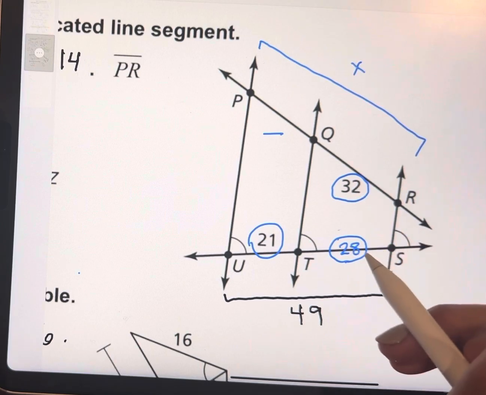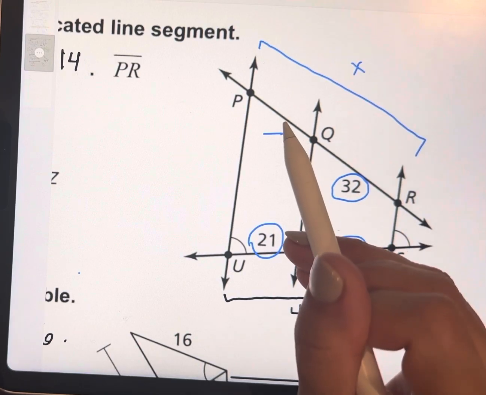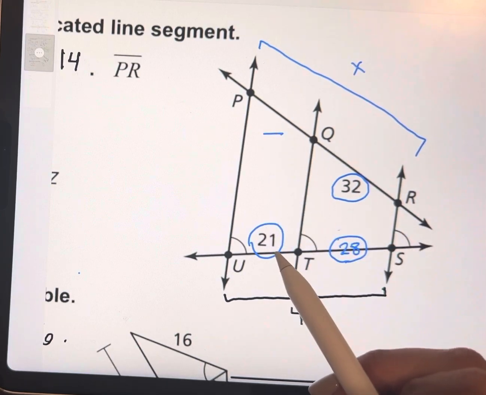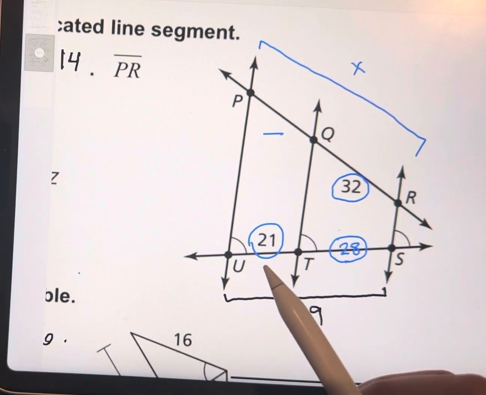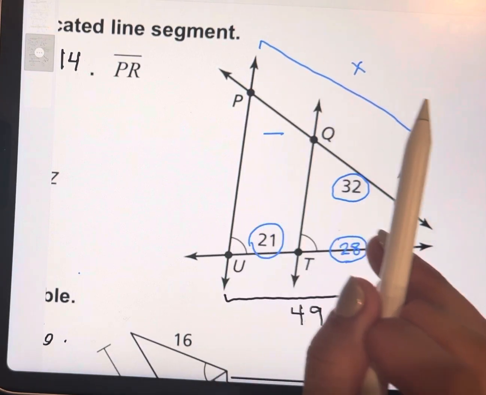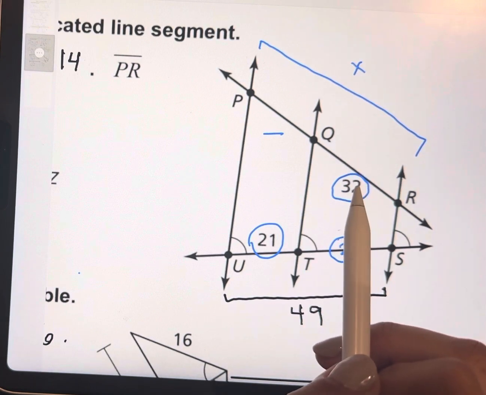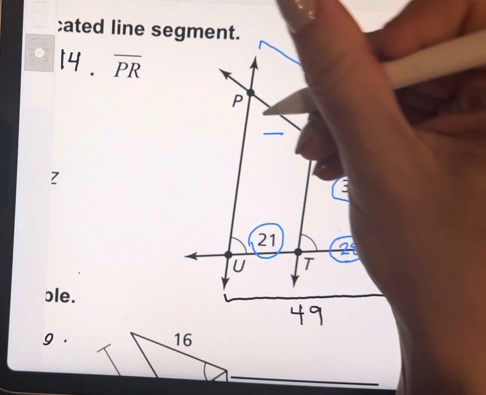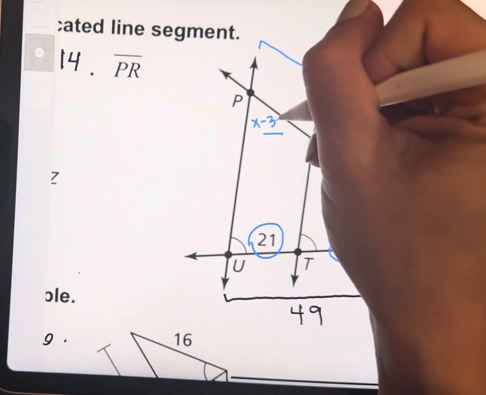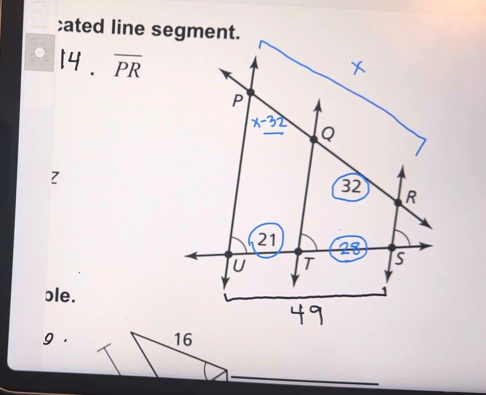Okay, cool. So now I can go 32 over 28, but over here, I still need something to put over 21 if they need to correspond. So if the entire thing is x and this portion is 32, this is going to be x minus 32. That's one way to do it. I guess that's maybe the trickier way to do it.